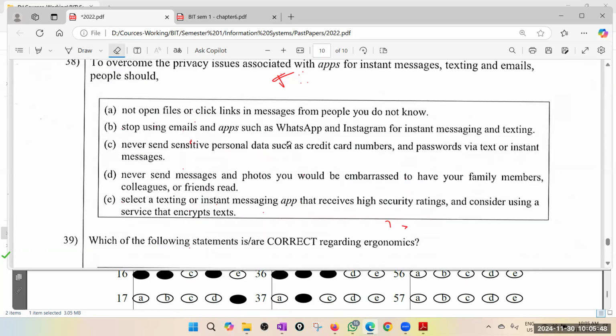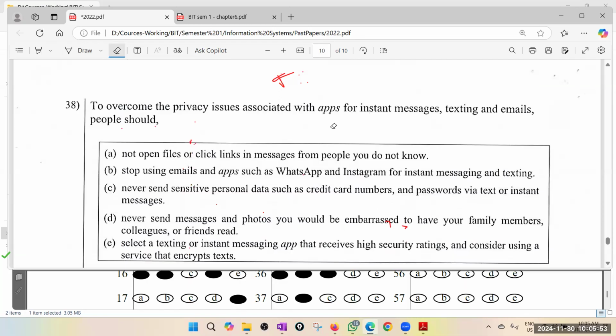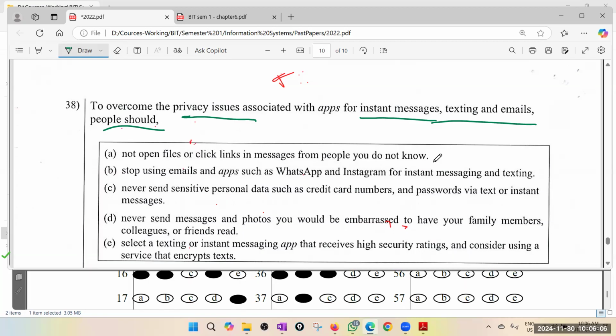Right, 38. To overcome the privacy issues associated with apps for instant messages, right? Privacy issues, instant messages, texting and emails, people should not open files or click links in messages from people you don't know. Yes, there can be some hacking attempts and so on. Stop using emails and apps such as Word, WhatsApp, Instagram for instant messaging. So that is not a practical thing. Never send sensitive personal data such as credit card numbers, password via text or instant messaging. Yes, so don't send those things. Never send messages and photos you would be embarrassed to have your family members, colleagues or friends read. Yes, so don't do that kind of thing.